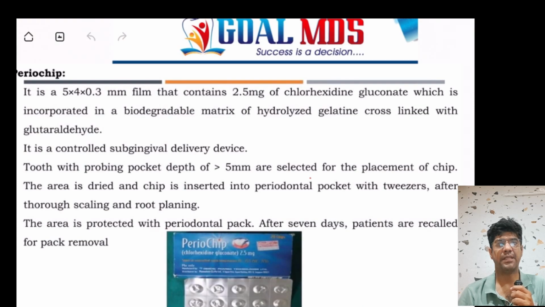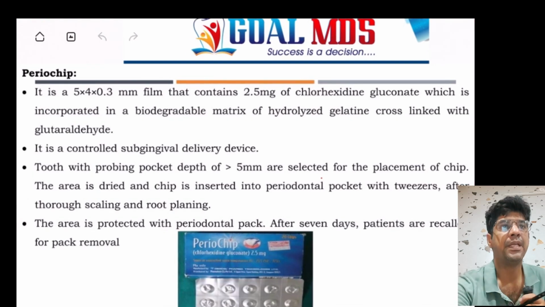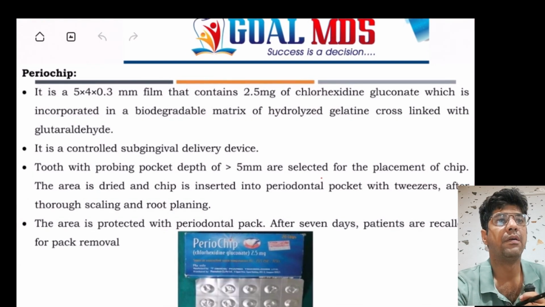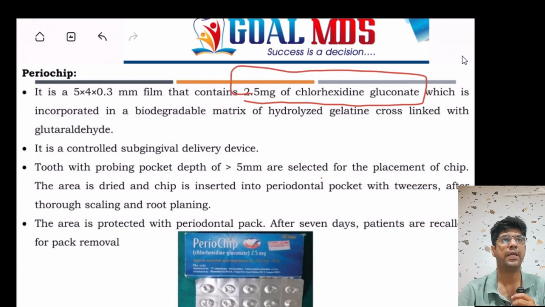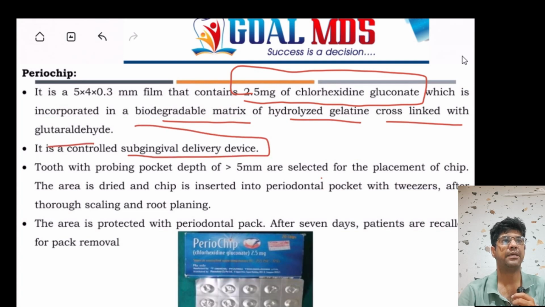These are the varnishes and the toothpaste that are available in the market with the chlorhexidine. What is periochip? So periochip is a film that contains 2.5 milligram of chlorhexidine gluconate that is incorporated in the biodegradable matrix of gelatin that is cross-linked with glutaraldehyde. So it is a subgingival delivery device.